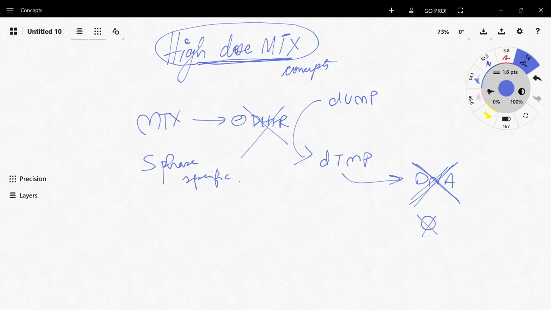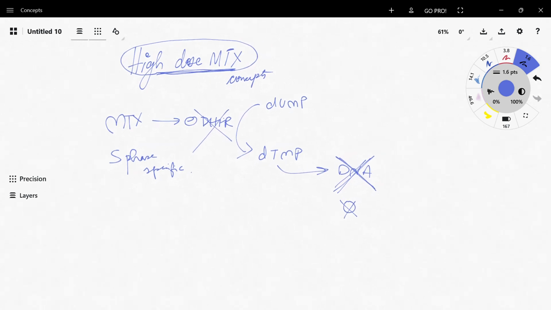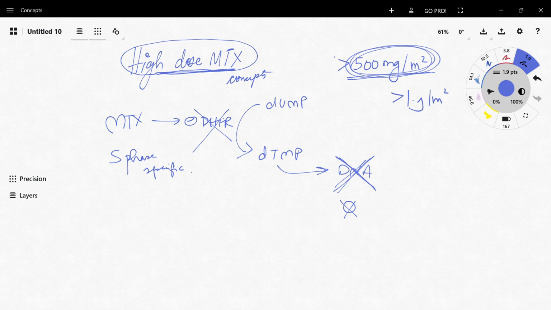Now what is high dose methotrexate? High dose methotrexate means that you're giving more than 500 mg per meter square of body surface area. Okay, some definitions will define it as more than 1 gram per meter square, but generally it's considered more than 500 milligrams per meter square. Now, why would you administer high dose methotrexate, right?